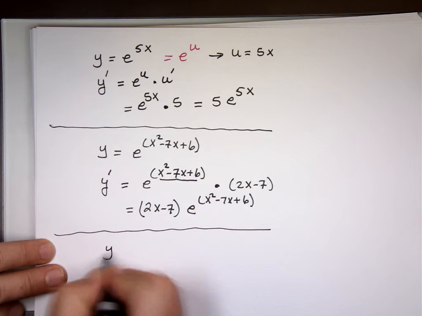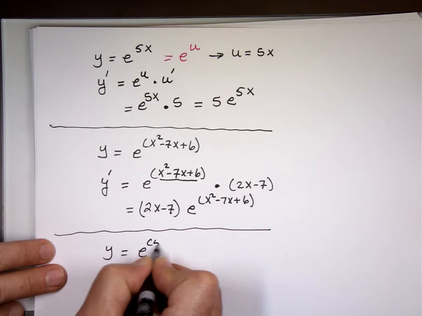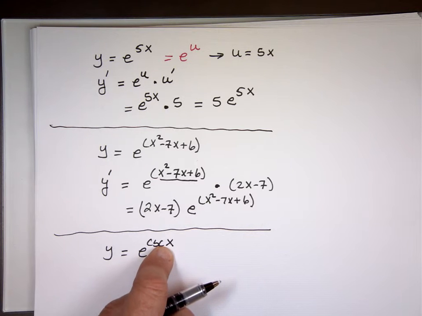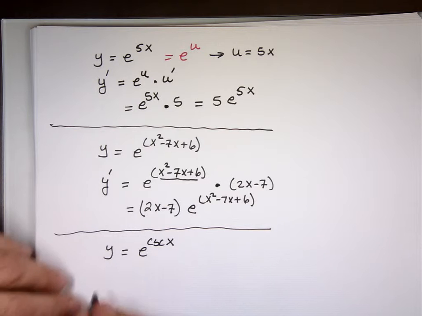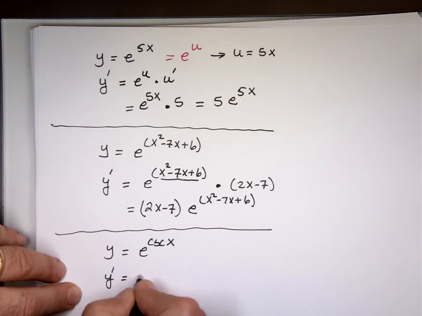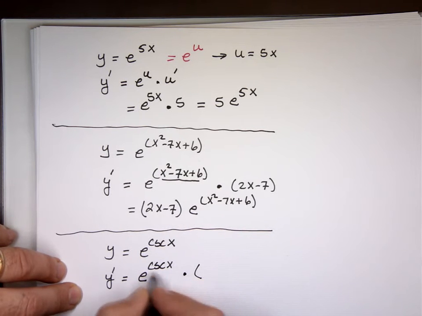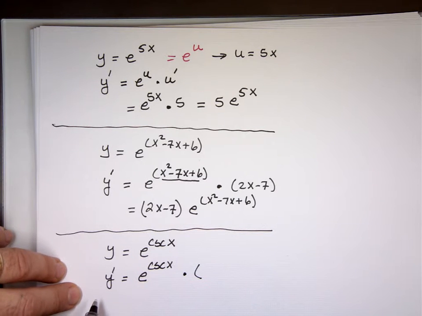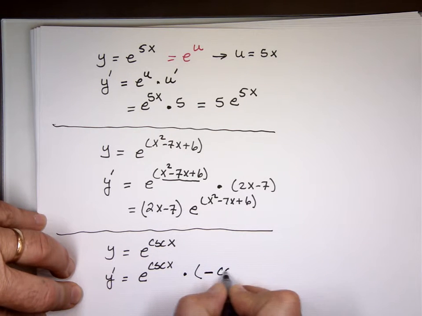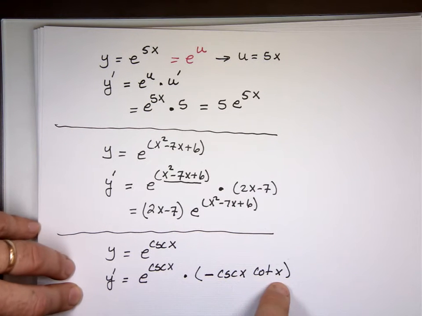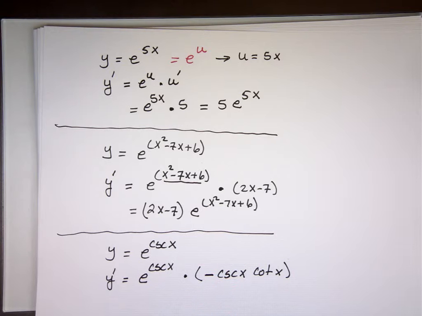Y equals e to the cosecant x. Might as well have fun. This is u now, cosecant x. What's the derivative of that? E to the cosecant x times the derivative of cosecant. What's the derivative of cosecant? Negative cosecant x cotangent x. And if you want to write this one first in front of this, that's fine. If you want to leave it at the end, that's fine.